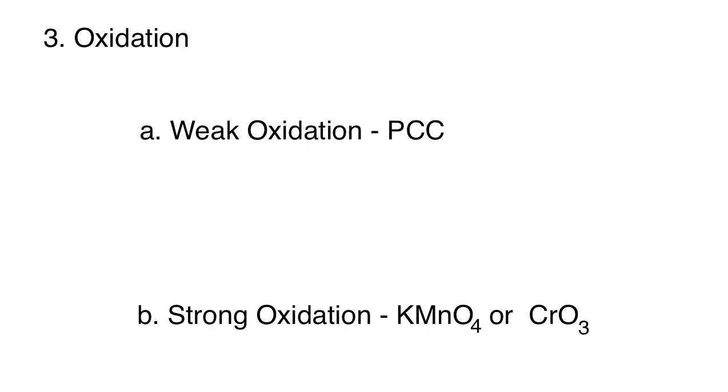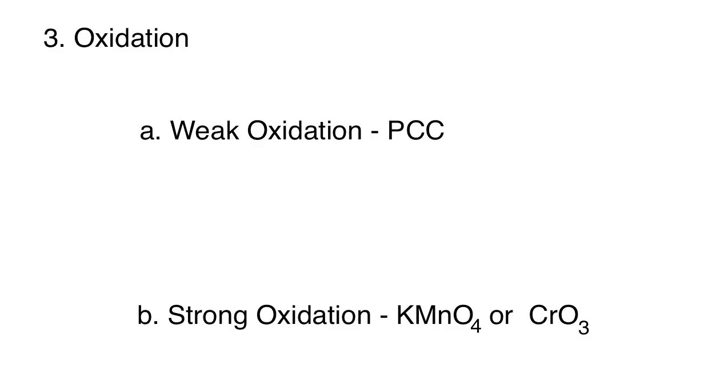So there are weak and there are strong oxidations. A weak oxidation is going to utilize PCC. That's the most common reagent. Now, you may also come across something known as the Des-Martin reagent. That is also used for weak oxidation, but PCC is by and large the most common out of the bunch that you're going to find.